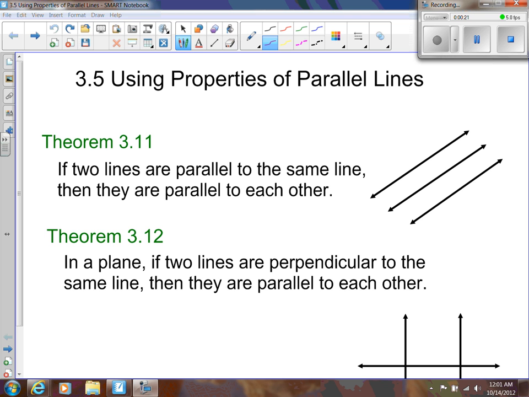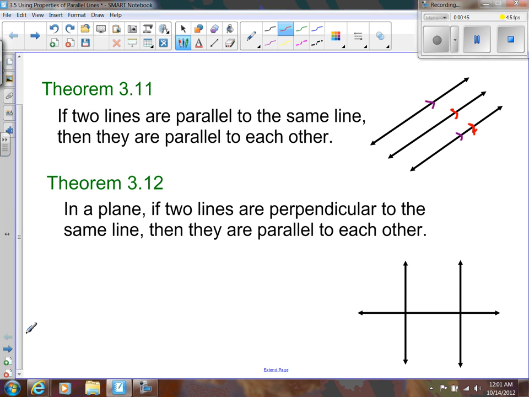First theorem, 3.11: if two lines are parallel to the same line, so if this line is parallel to this line, and this red line is parallel to this line, so both of these lines are parallel to the same line, well, it makes sense that they're going to be parallel to each other. We'll see a proof of that in a bit.